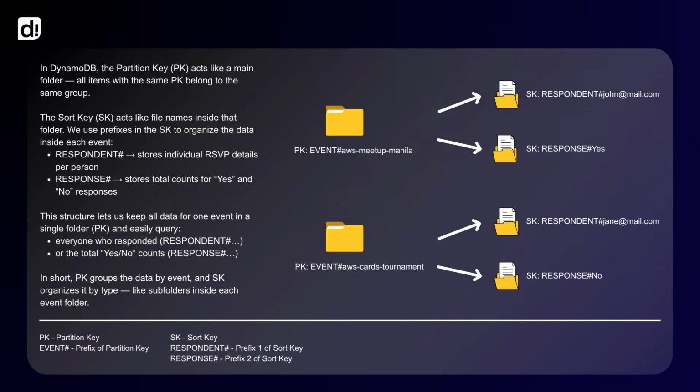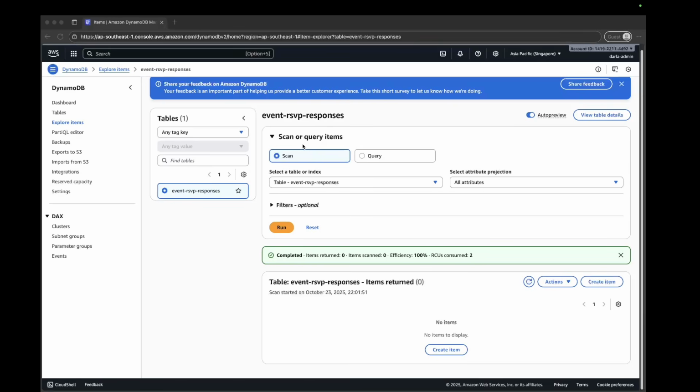So when someone submits an RSVP, we atomically write two items with a transaction, attendee record and counter record. Both items share the same PK but have different SK. For example, if we want to get all the attendees for an event, we will query using the PK and this SK, which is respondent and the email. But when we want to see how many said yes or no, or if we want to count, we will use SK response yes or SK response no. I won't be adding any items in our DynamoDB for now since it will make more sense later.